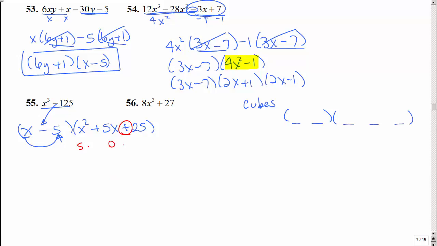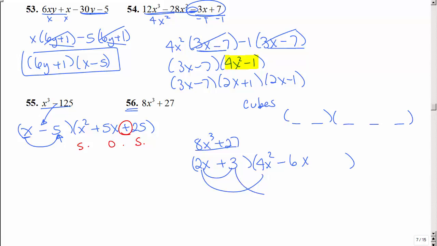I do square, opposite, square. On 56, let's see, I have 8x cubed plus 27. So my short one looks just like this, except I need what makes an 8x cubed, 2x, and 3 cubed is 27. Then I square this, multiply, take the opposite, and I square this. SOS. Again, your individual teacher may have taught you different methods, which are fine. We all end up in the same spot.